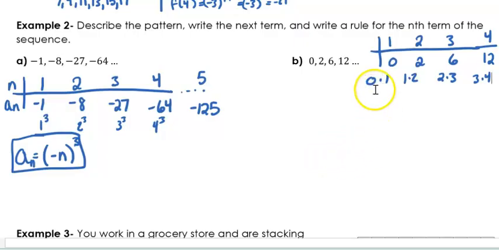So do you see the pattern? It goes 0 times 1, 1 times 2, 2 times 3, 3 times 4. So the fifth term is probably going to be 4 times 5, which is 20.